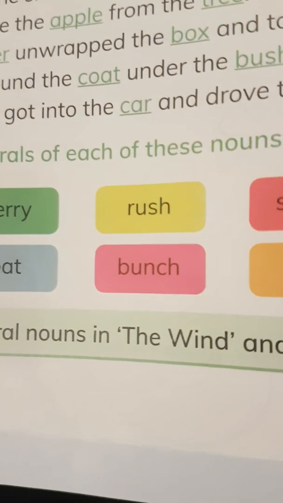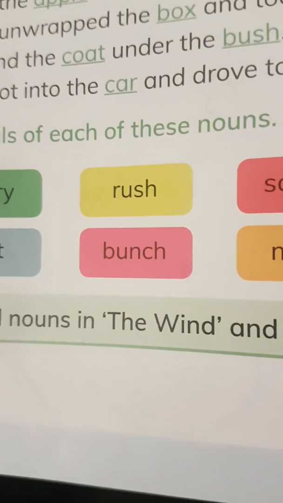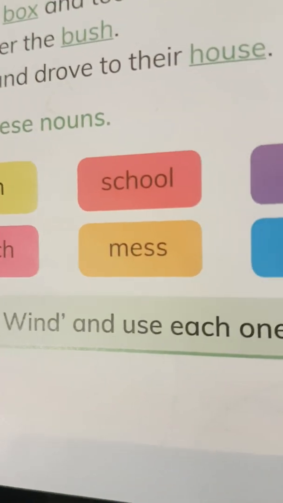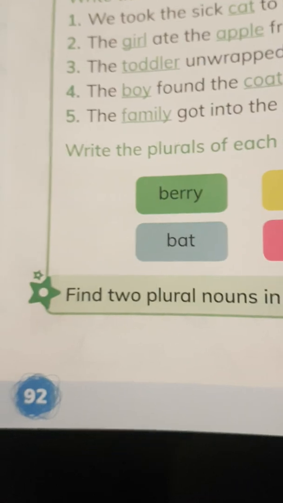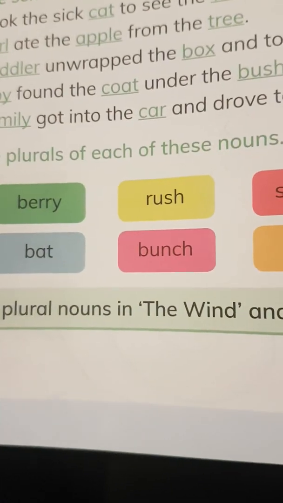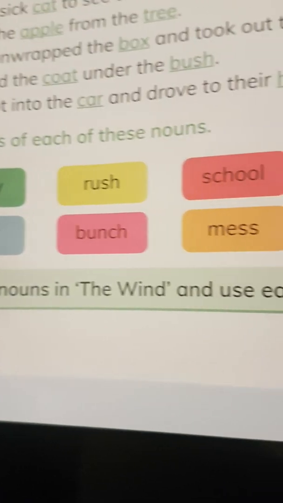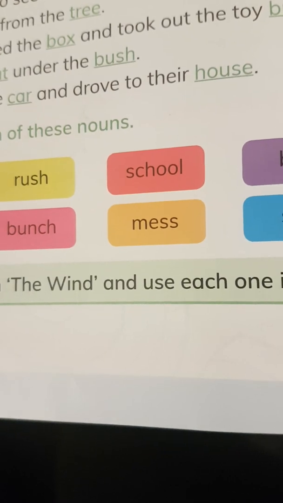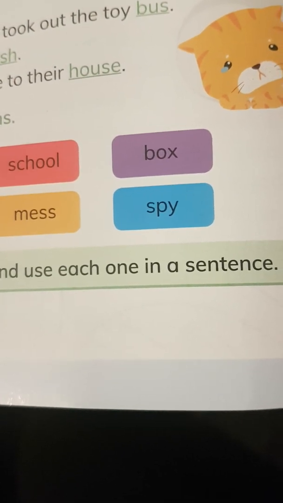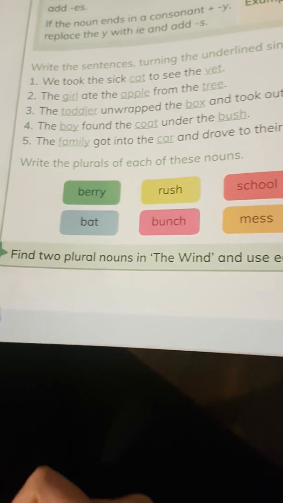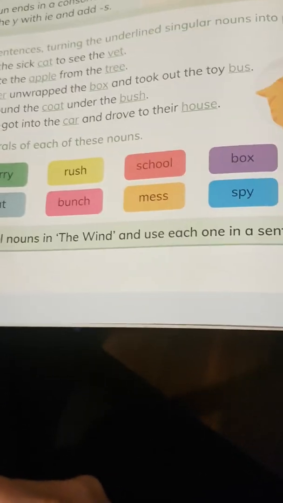I can see here, rush ends in my SH, so that's going to be a bit different. School should be okay. Box, the X was a bit different. Bat should be fine. Bunch, the CH was a different one. Mess, yeah, that ends in S, so be careful with that one. And spy is another Y with the consonant. So all I want you to do for those ones in the coloured box is just write out the plural. You don't need to write out these words, just write the plural of them.